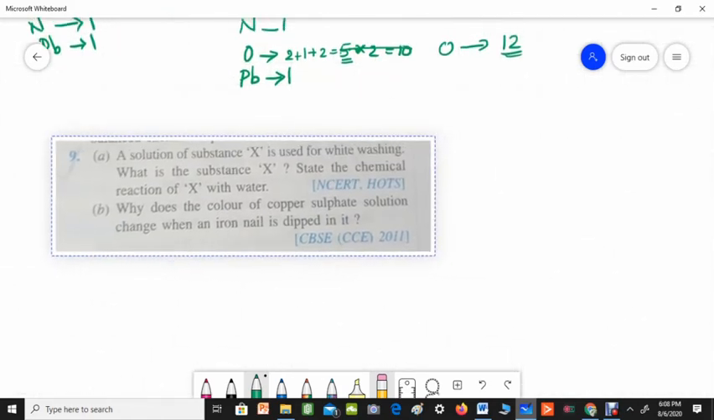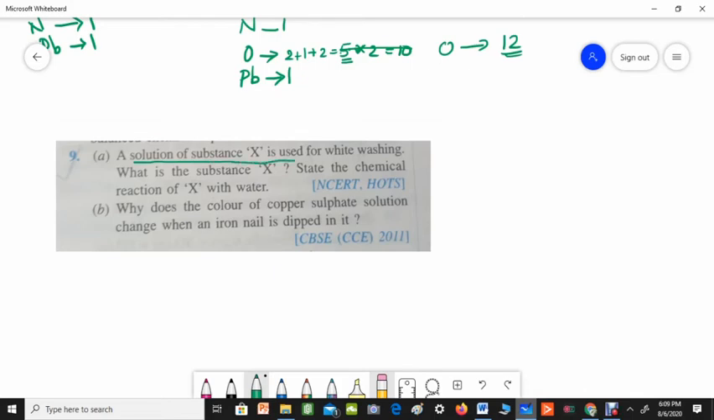A solution of substance X is used for whitewashing. What is the substance X? State the chemical reaction of X with the water. So which compound is used for whitewashing? For whitewashing we are mainly using slaked lime.